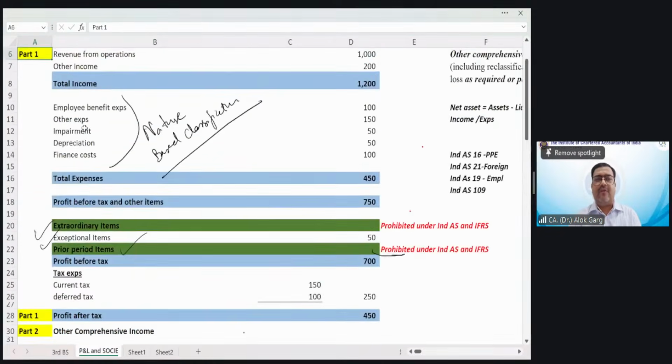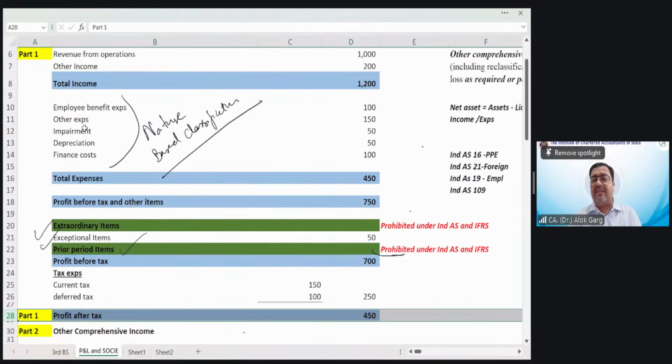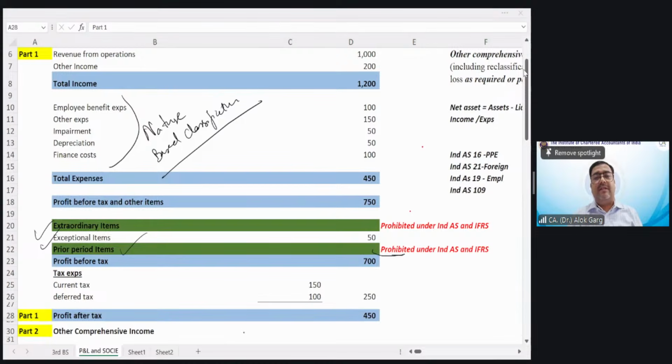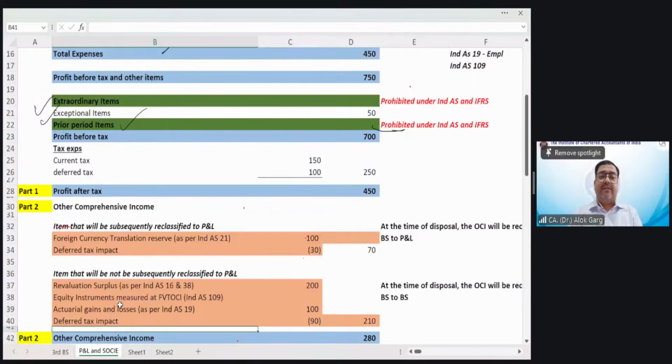Friends, I call it part 1, part 1 of the P&L. Till this line item, profit after tax, this is an IGAAP P&L. This is an accounting standard P&L till this line item of profit after tax. Now, a new line item started, a new section started. I call it part 2.